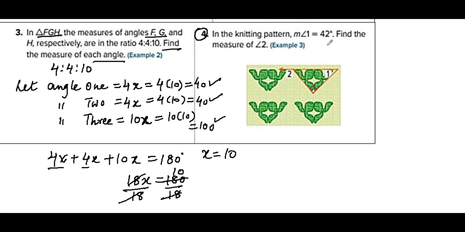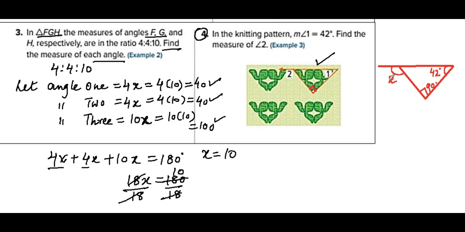In the knitting pattern, angle 1 is given as 42. If I make this triangle a little bit larger for you, this is the triangle I'm talking about. It has an exterior angle given here, and here is given angle 2, and angle 1 is here, 42, and this angle is given as 90 degrees. Here the small red mark is given, 90 degrees.